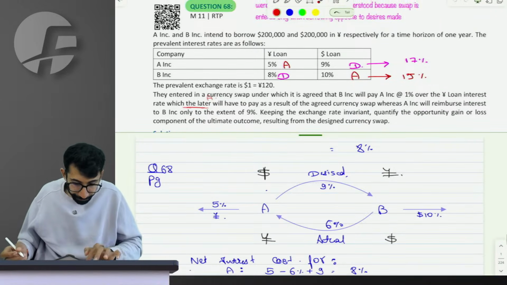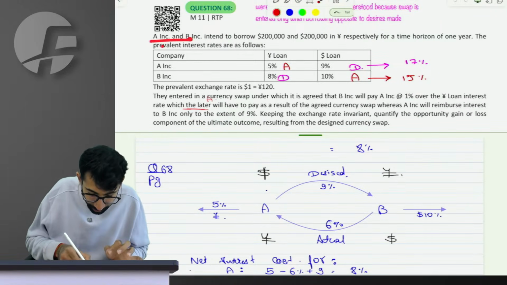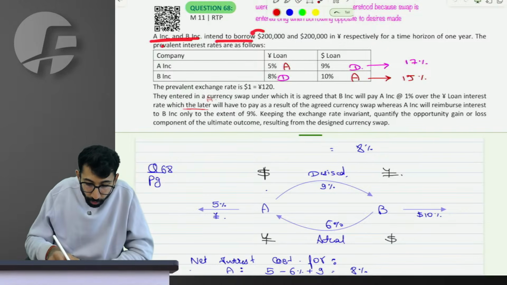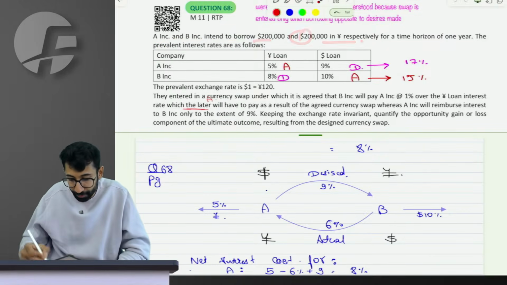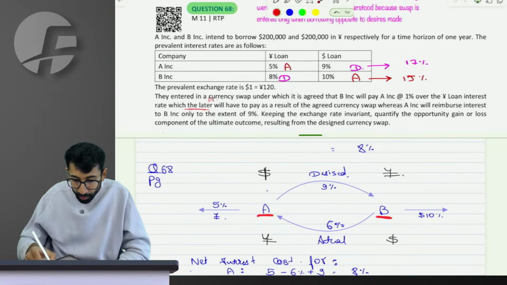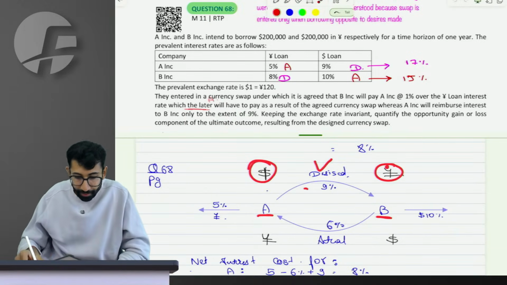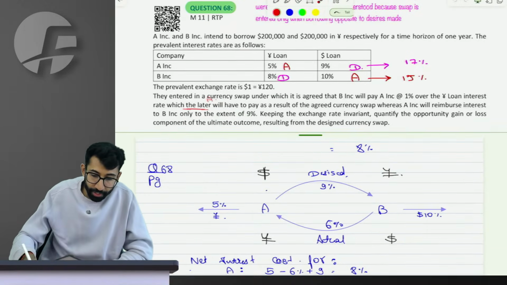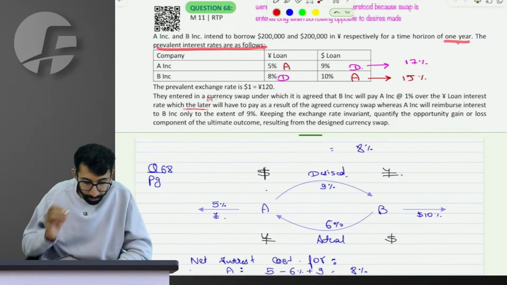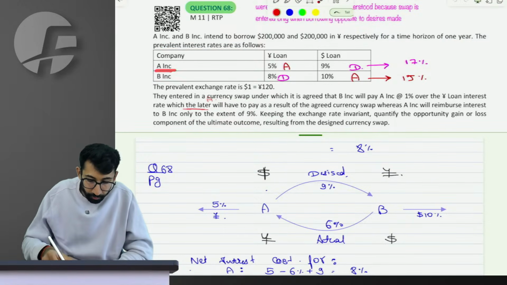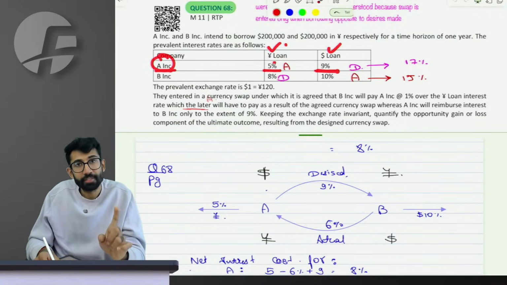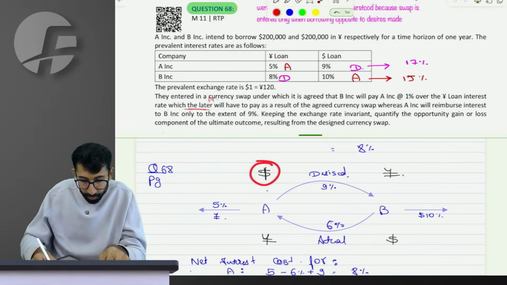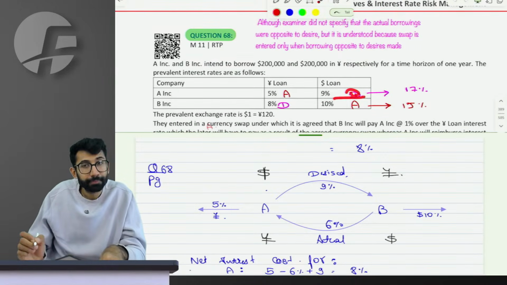A Limited, A incorporation and B incorporation intend to borrow 2 lakh dollar and 2 lakh dollar in yen respectively. What they desire is dollar and yen respectively. For a time horizon of 1 year, interest rates are below. A can go to the banks to borrow either in yen or in dollar. Yen cost is 5%, dollar cost is 9%. What A wants is dollar, marked as desired.